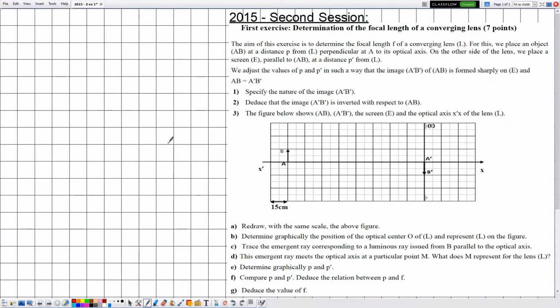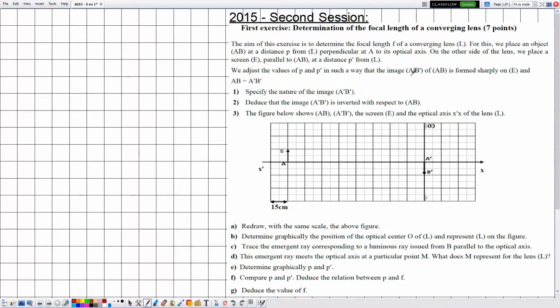In this one we are going to solve an exercise related to optics in the chapters of lenses and formation of images. This exercise was a previous one in the brevet exams in 2015 second session first exercise. The title of this exercise is Determination of the focal length of a converging lens. The aim of this exercise is to determine the focal length f of a converging lens L.